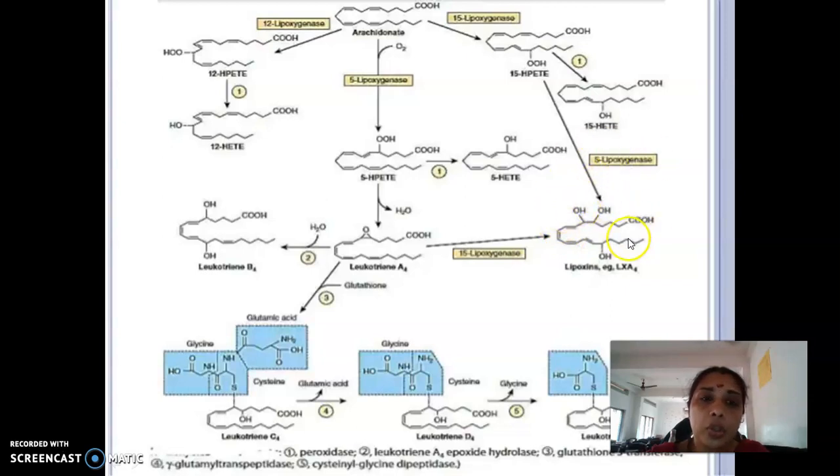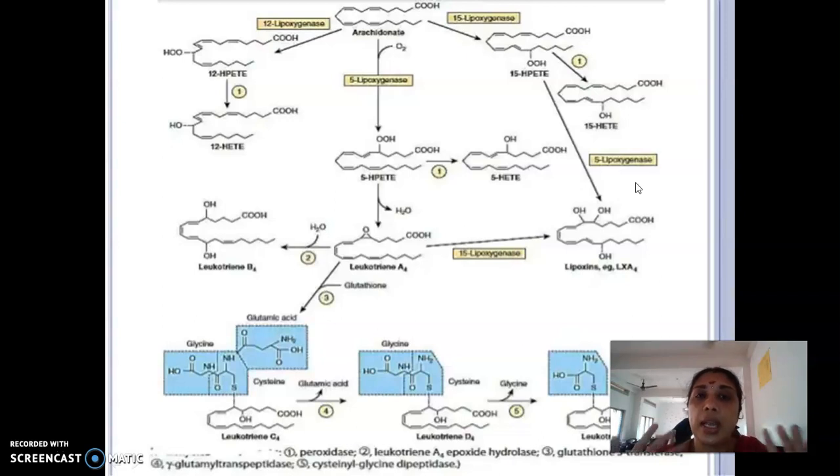tetraenes, and they are also produced by leukocytes. Lipoxins are also produced by leukocytes, and they are also mainly involved in the immunological function. They are vasoactive substances. That is, blood-attracting substances, clear. So these are the different functions of eicosanoids.